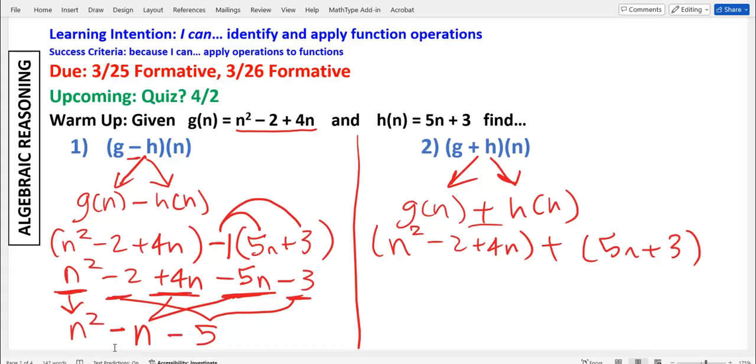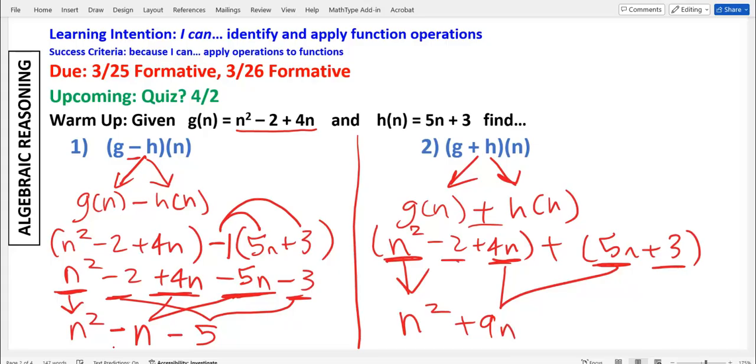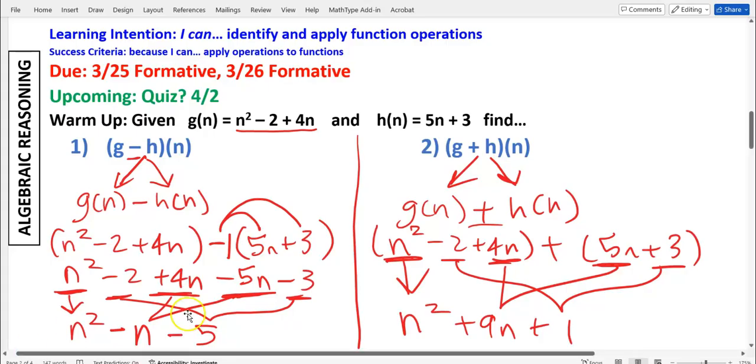Once you get here, once again, you're going to combine like terms. So there's only one n squared. There's two regular n's, 4n plus 5n. 4 plus 5 is? 9n. And then your regular numbers, negative 2 plus 3. What's negative 2 plus 3? It's like 3 minus 2. 1.